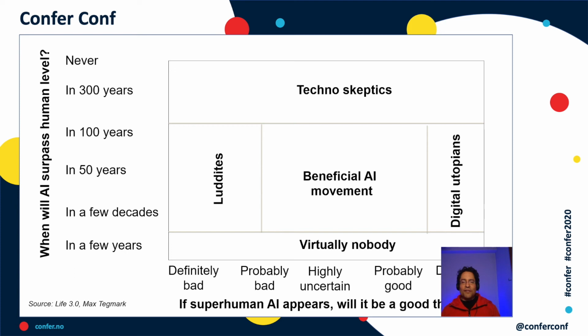Among the researchers there's virtually nobody that says that we will reach this point in just a few years. But there's a lot more that say that we can reach this between a few decades from now up till 100 years from now. And then we can divide them into three different groups. One group believes that this is definitely a bad thing, and we call them the Luddites. Another group says that this is definitely a good thing, and we call them the digital utopians. And then we have a group in between that we call the beneficial AI movement.